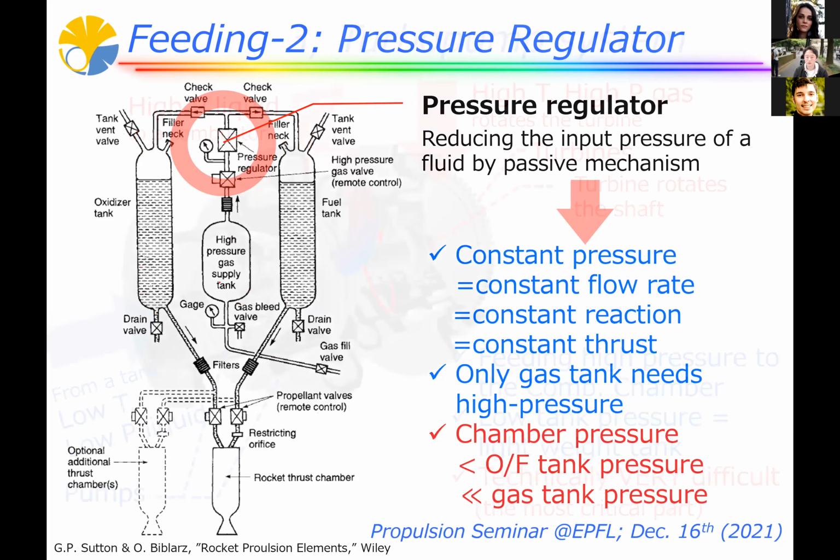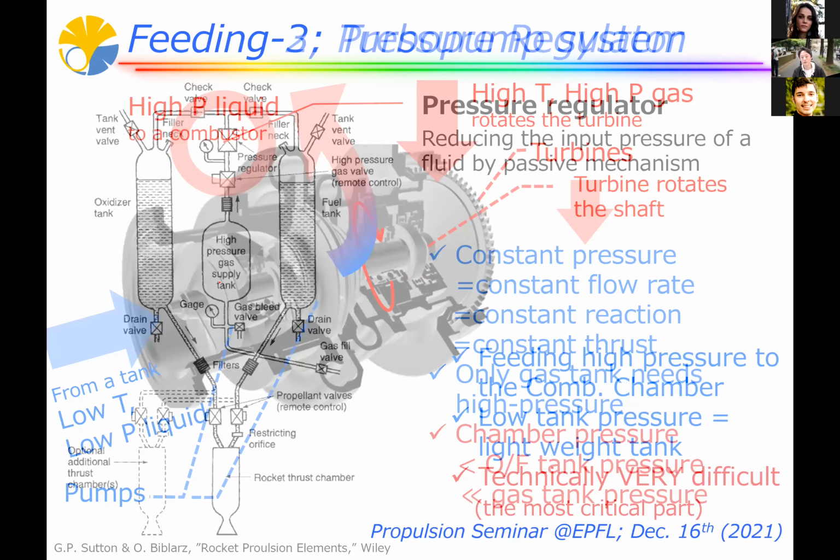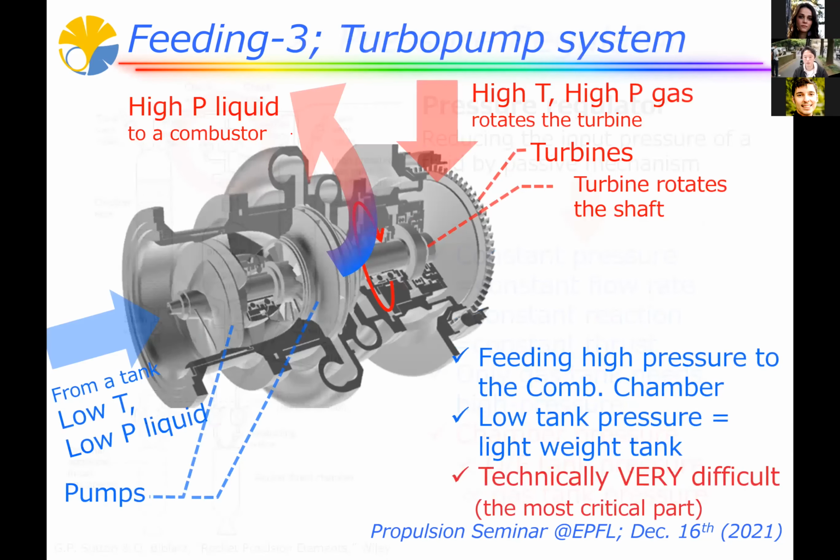So the next method is the turbo pump system. So it uses a pump. So this is a pump part. This pump will increase the pressure like this, and this pump is driven by the turbine here. So then it's called a turbo pump. And by using this kind of turbo pump, we can get very high pressure.